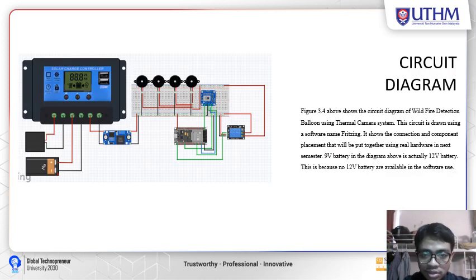So this is my circuit diagram. In this figure, it shows how my wildfire detection balloon using thermal camera system is made. And this is the real circuit that I imagine of how I want to put it. The circuit is drawn using Fritzing.